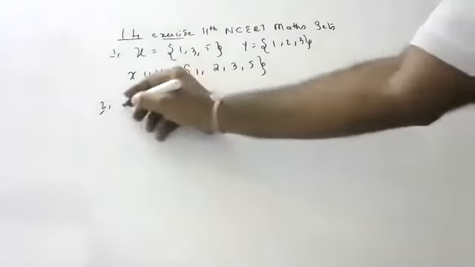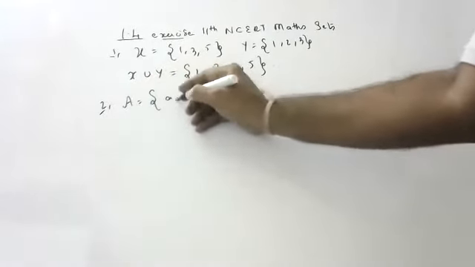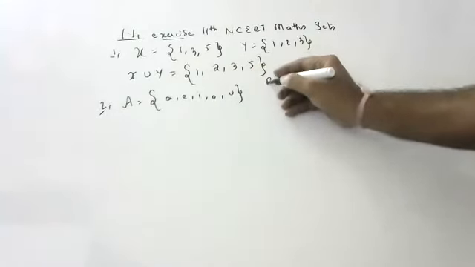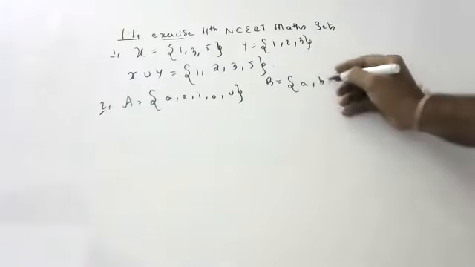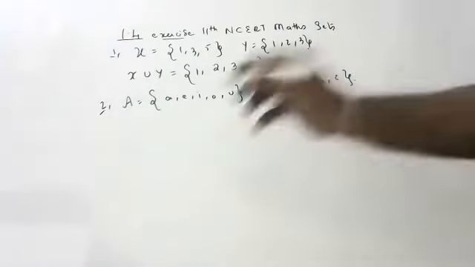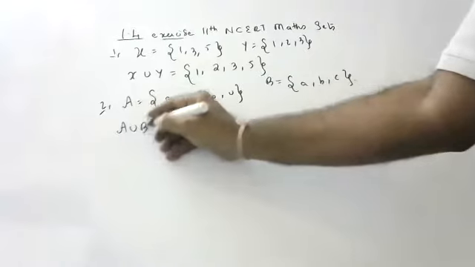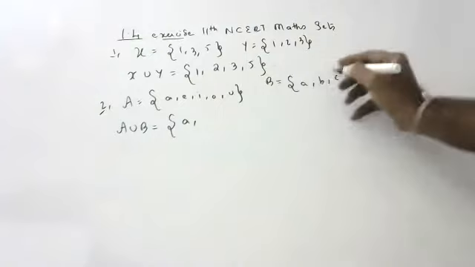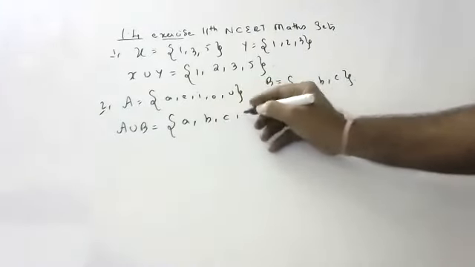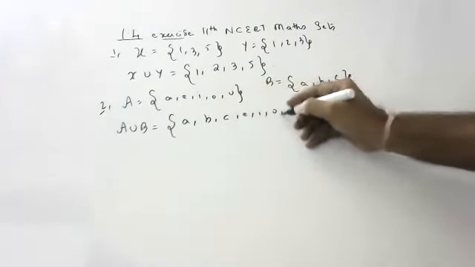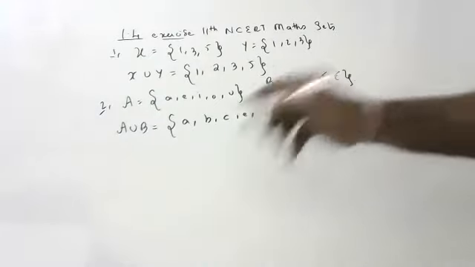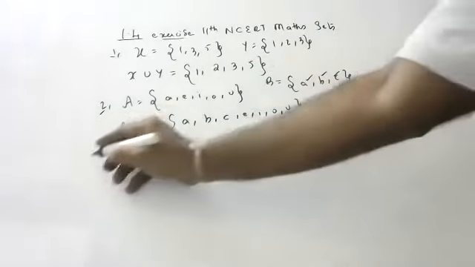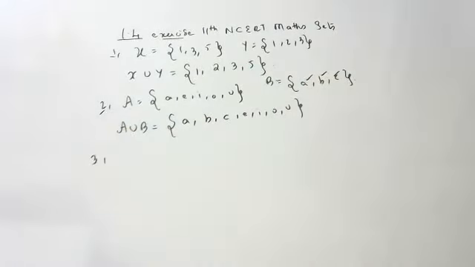For the second question, he is saying A is equal to {a, e, i, o, u}, and B is equal to {a, b, c}. He is asking, what is A union B, children? A, B, C will come, and E, I, O, U also come. A is coming two times, but write it one time only, children. You have to remember that compulsorily. Okay? Next one.